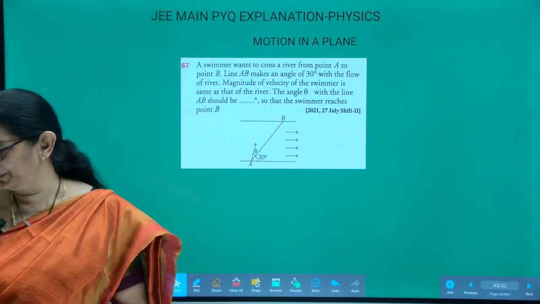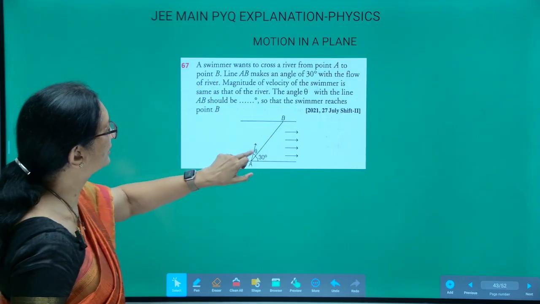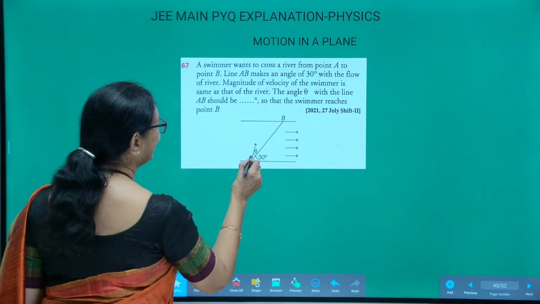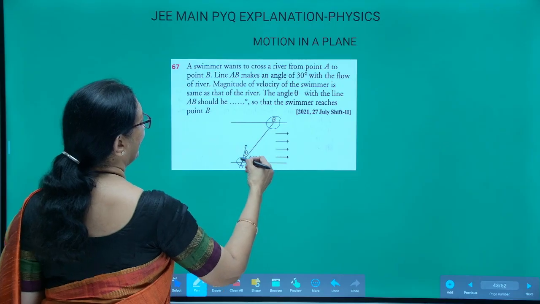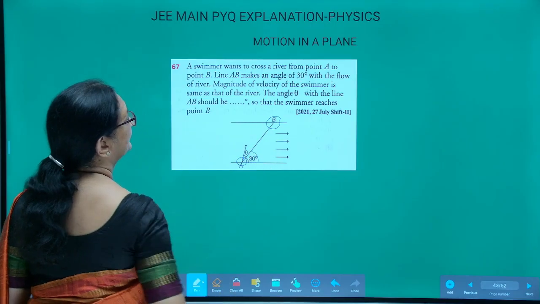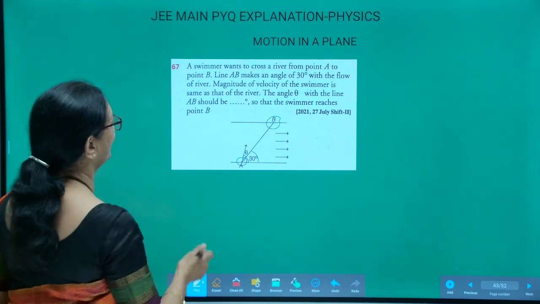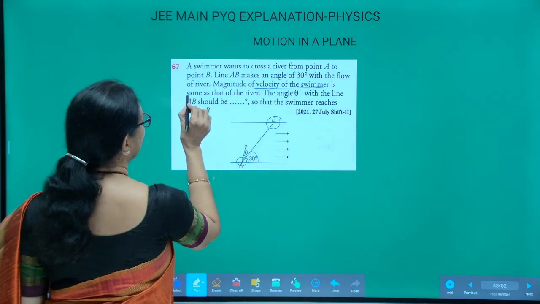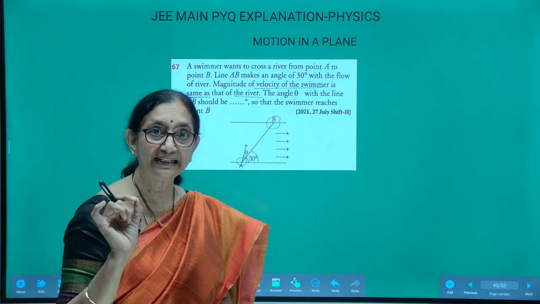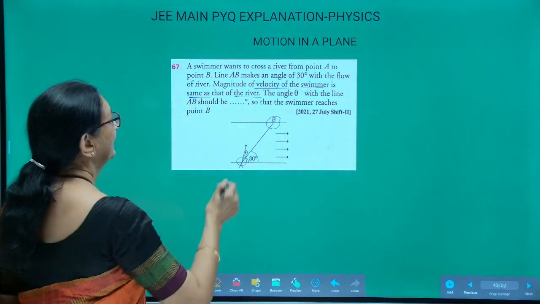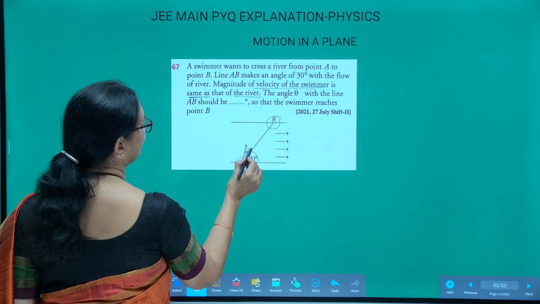Look, a swimmer, carefully read the problem. A swimmer wants to cross the river from the point A to the point B. Line AB makes an angle 30 degrees with the flow of river. Magnitude of velocity of the swimmer is same as that of the river. That's a very important key instruction given in the problem. Angle theta with the line AB should make. So, you are supposed to find this angle.